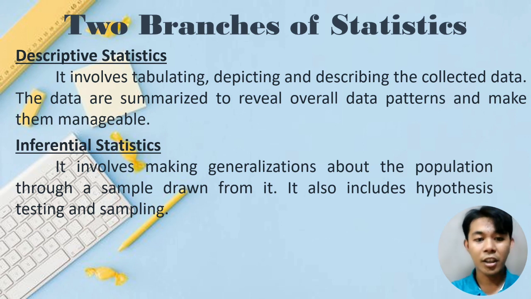So second is inferential statistics. It involves making generalizations about the population through a sample drawn from it. It also includes hypothesis testing and sampling. So inferential statistics analyzes and infers properties of the population, for example, by testing and estimates.